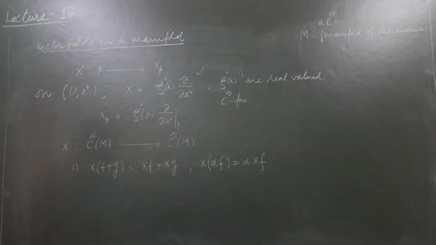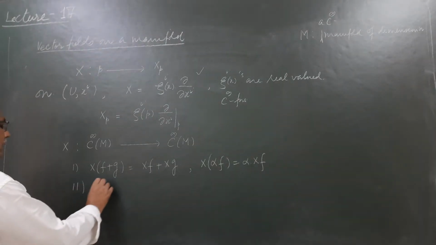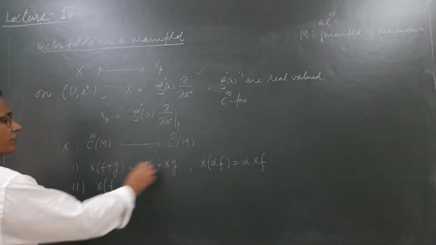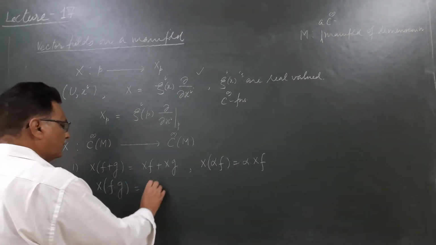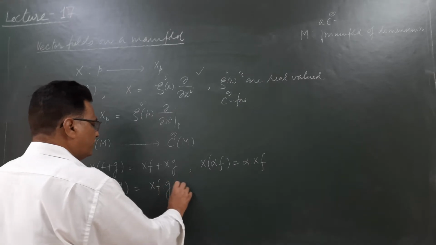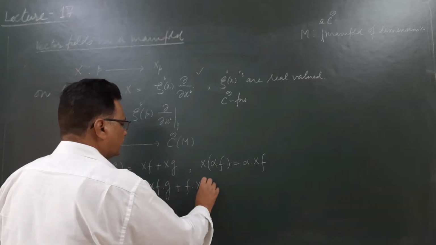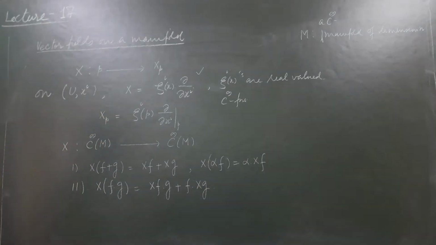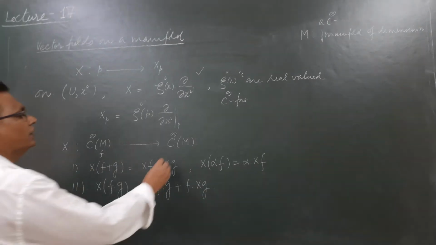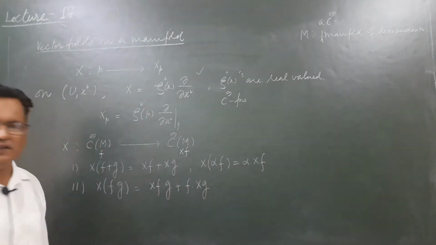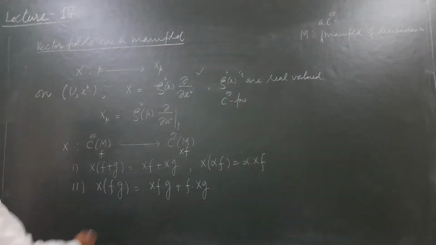The first one is linearity, the second is the Leibniz property. X of f g is equal to Xf into g plus f times X g, where X g means X operating on g. So, for every real valued function f on M, Xf once again is a real valued function on M. It satisfies the two characterizing properties. Okay, so, these are some of the things which I discussed about vector fields in my last lecture.